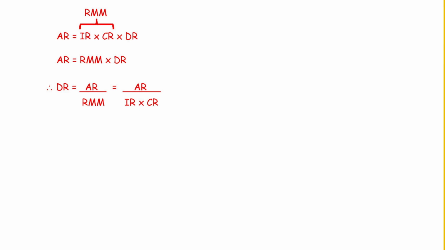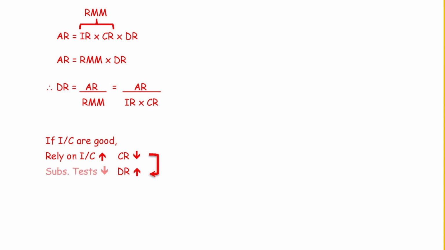And let's put our interpretations on here. If internal controls are good, what happens? Reliance on internal controls goes up, which means that the risk that the client's internal controls would miss an error reduces. CR goes down, which implies that the auditor can afford higher DR and he can do less work. So, less substantive tests.